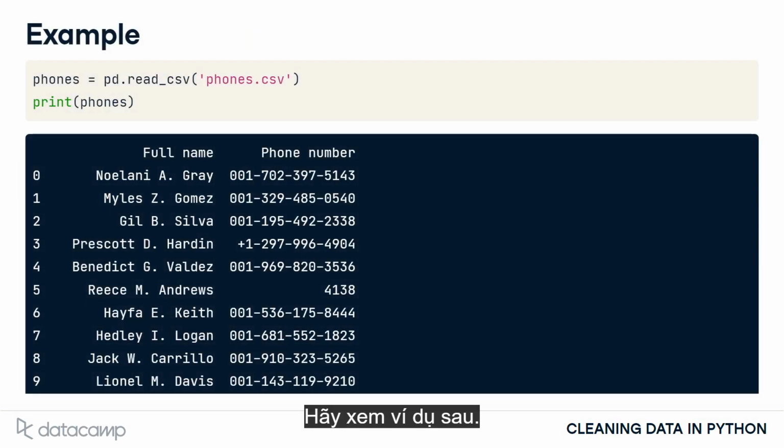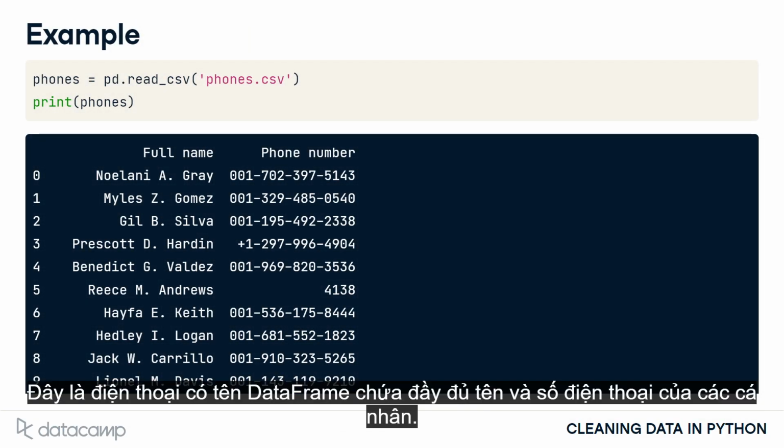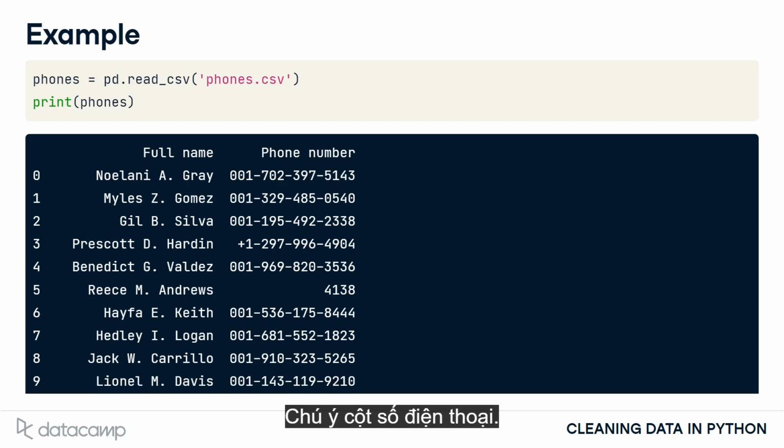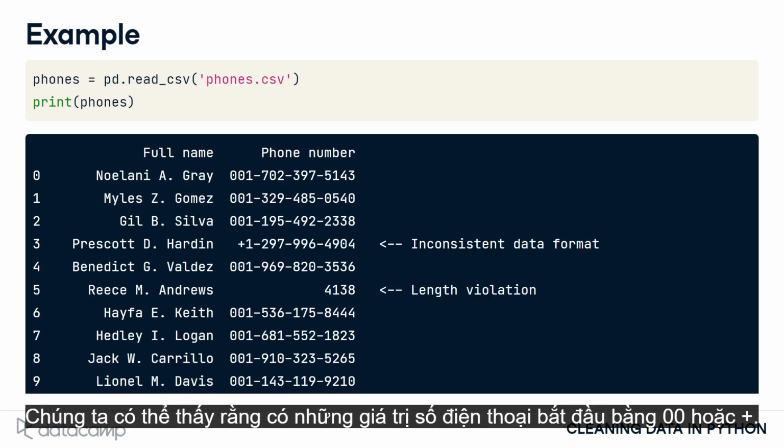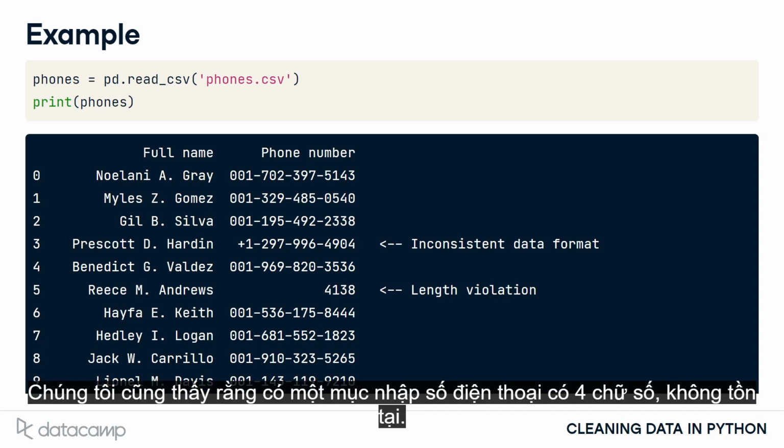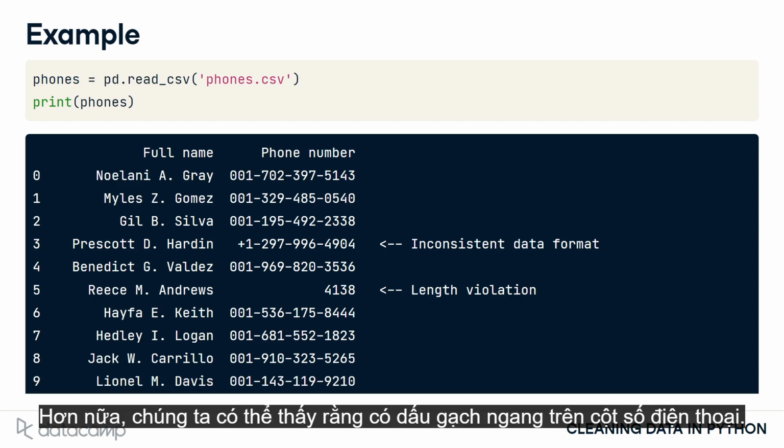Let's take a look at the following example. Here's a data frame named phones containing the full name and phone numbers of individuals. Both are string columns. Notice the phone number column? We can see that there are phone number values that begin with 00 or plus. We also see that there is one entry where the phone number is 4 digits, which is non-existent. Furthermore, we can see that there are dashes across the phone number column.